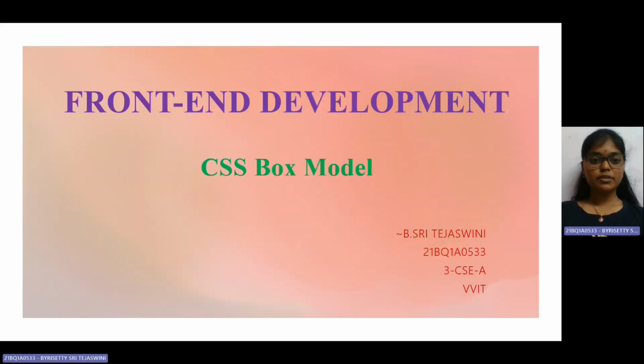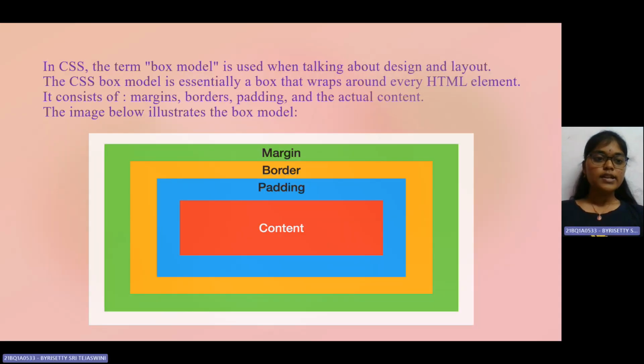Today my topic is about the CSS box model from front-end development. So, front-end development, CSS box model. In CSS, the term box model is used when talking about design and layout. The CSS box model is essentially a box that wraps around every HTML element. It consists of margin, border, padding, and content properties. The image below illustrates the box model.